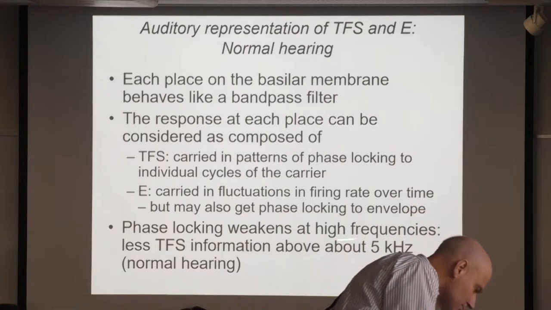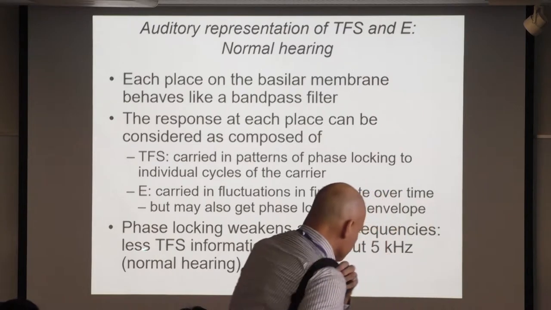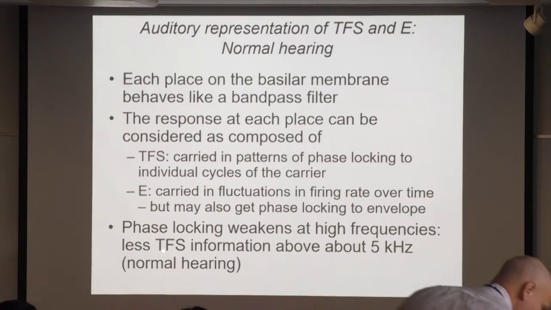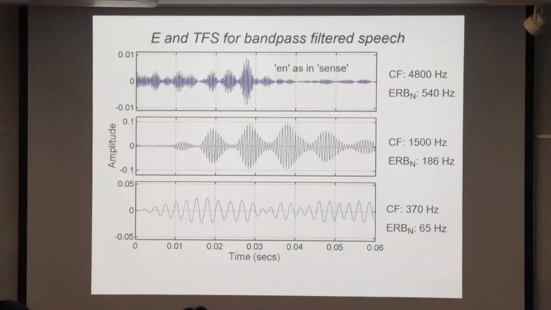And we know that phase locking weakens at high frequencies, and that temporal fine structure is going to be weak or absent above some frequency. The exact upper limit is not yet clear in humans, and estimates range from 1,500 hertz up to about 8,000 hertz, depending on which experiment you believe and who you believe. So this illustrates the basic idea.